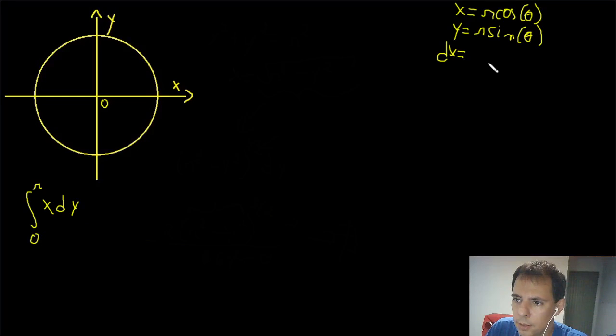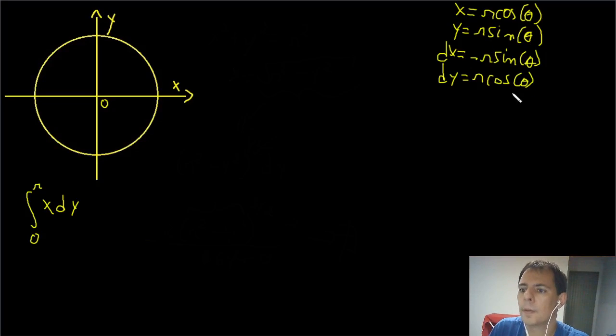So dx is going to be equal to the derivative of cosine of theta with respect to theta, which is minus sine of theta. So this is going to be minus r sine of theta. And dy equals r cosine of theta. Okay, now we have this thing here. So we're just going to use these functions over here. I'm going to transform this into the integral. That'll be x, so it's going to be r cosine of theta.